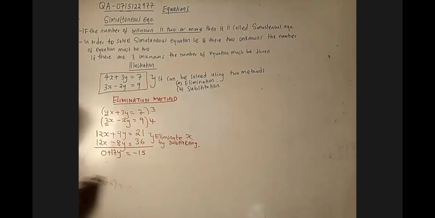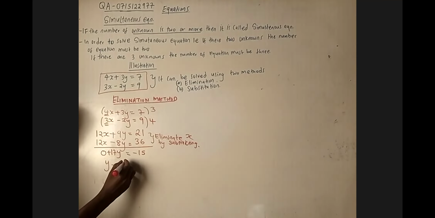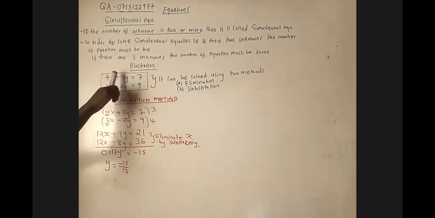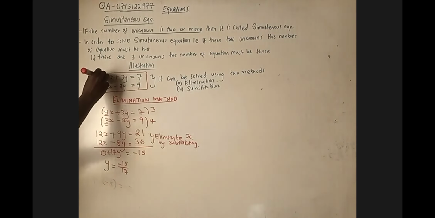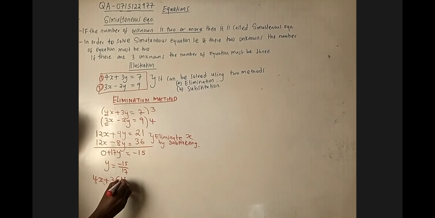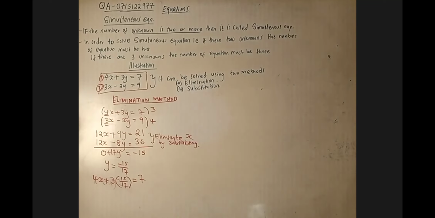So what will be the value of y? So y will be equal to what? Minus 15 over 17. So that's the value of y. So we substitute this y into the original equation. We have two of them, equation 1 and equation 2. You pick either 1 or 2. We're going to pick 1. So we say 4x plus 3 times our y, minus 15 over 17, is equal to 7. So find the value of x.